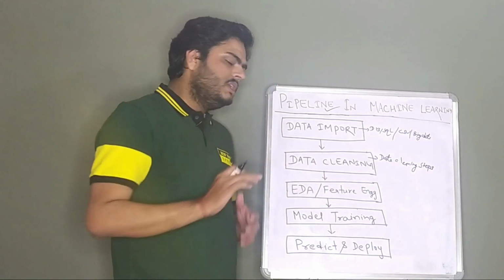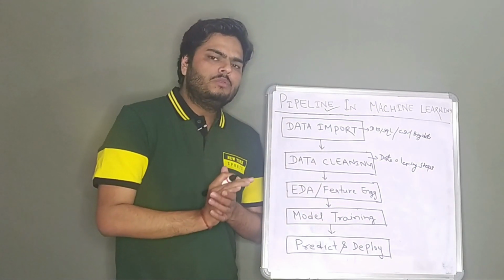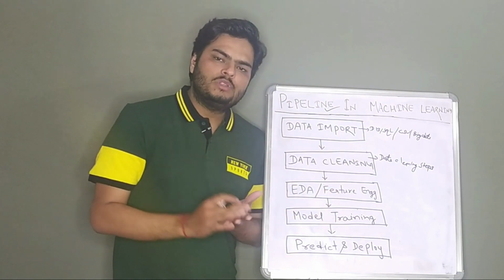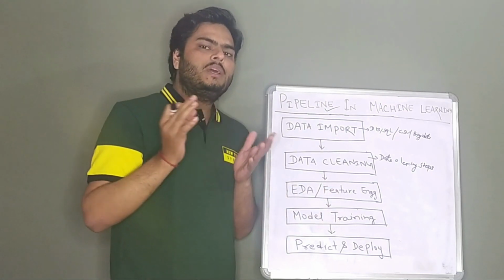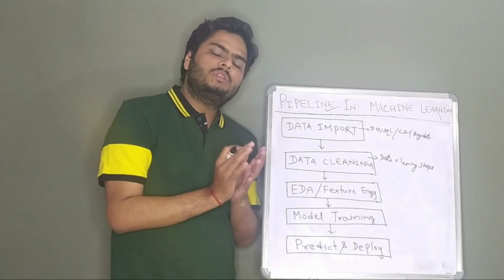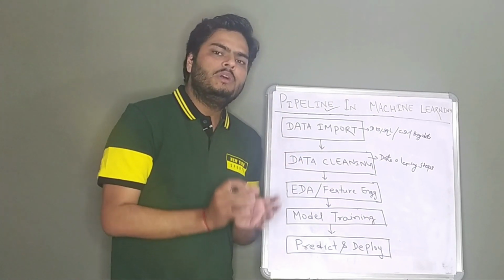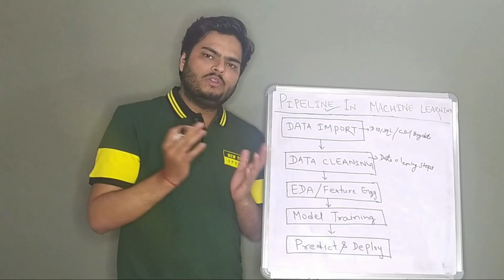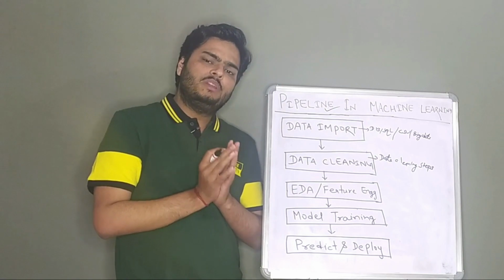What do you do in EDA and feature engineering? I'll give you just some basic examples. You impute the missing values, you impute the outlier values, you treat the outliers. Sometimes you do some scaling, sometimes you do some normalization. Those kinds of things you do in EDA and feature engineering. You also look at some of the characteristics of the data.